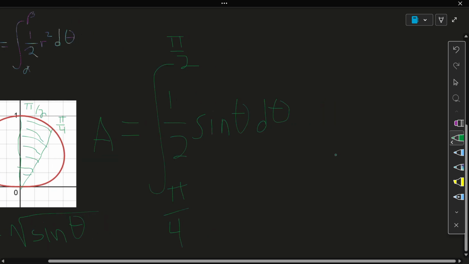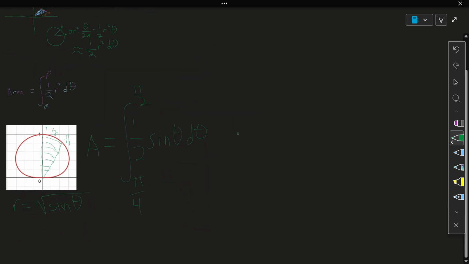Okay, now this becomes a pretty elementary integral. We take out the 1/2 because it's a constant. Now we just have sine theta d theta, and that's also fairly simple to do. That just becomes negative cosine theta, evaluated, crucially, at pi over 2 and pi over 4.